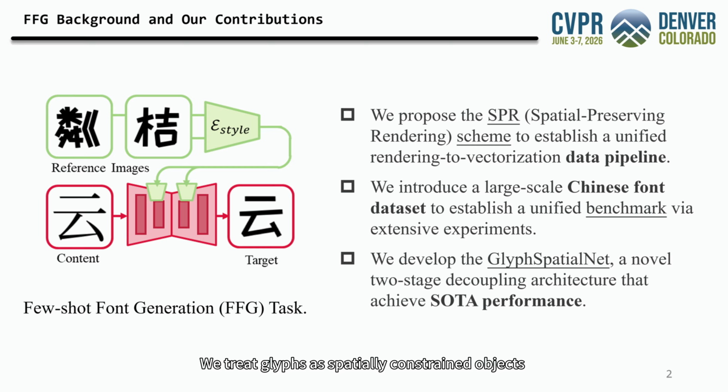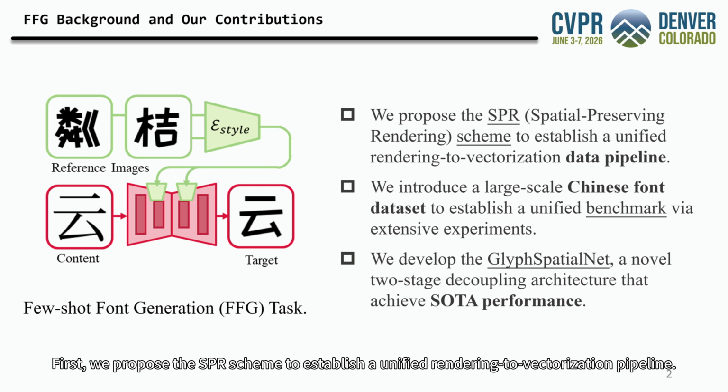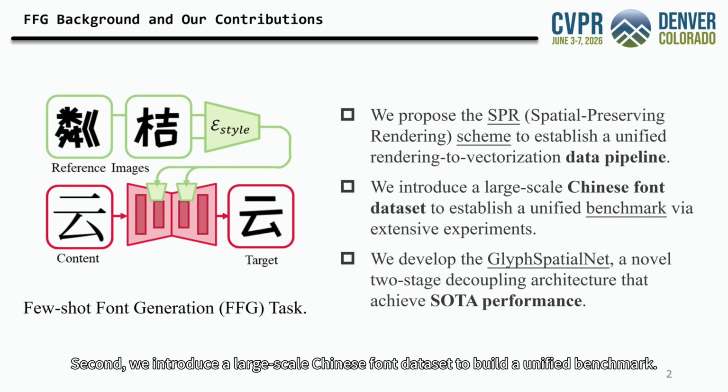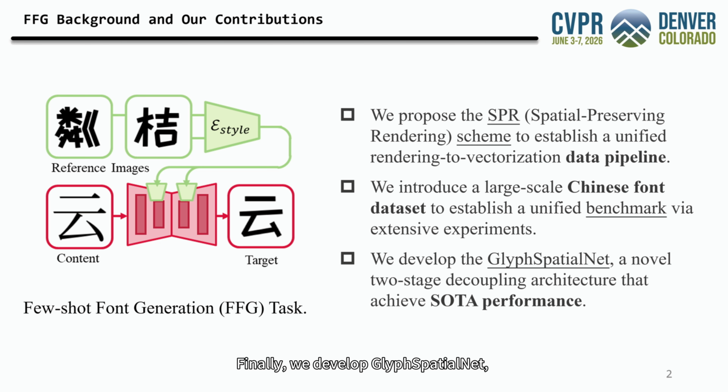We treat glyphs as spatially constrained objects rather than coordinate-free textures as in previous typical FFG methods, and then propose improvements regarding data pipeline, dataset, and model. First, we propose the SPR scheme to establish a unified rendering to vectorization pipeline. Second, we introduce a large-scale Chinese font dataset to build a unified benchmark. Finally, we develop Glyph SpatialNet, a two-stage decoupling architecture to achieve SOTA performance.